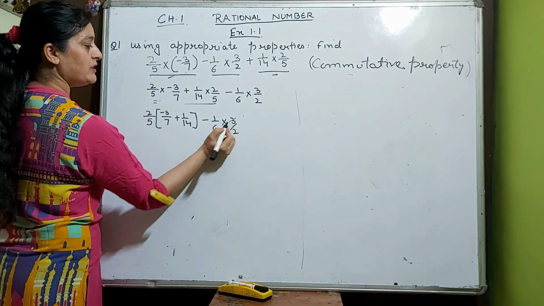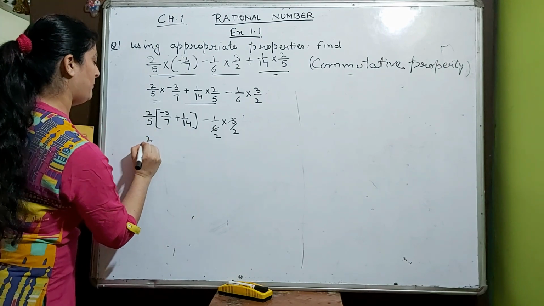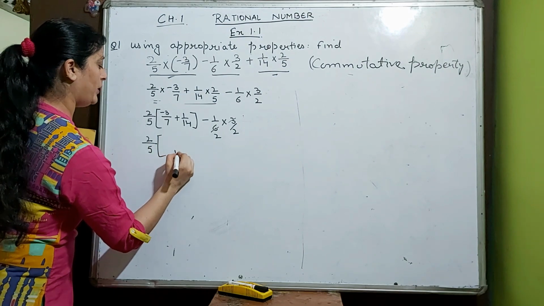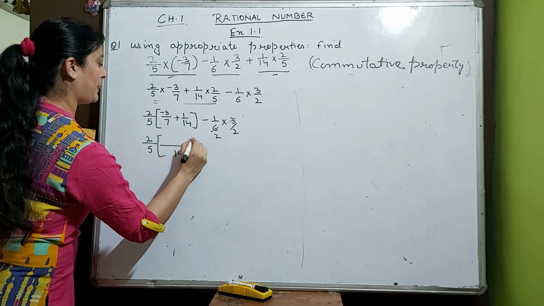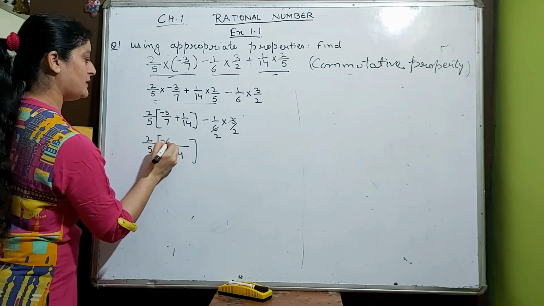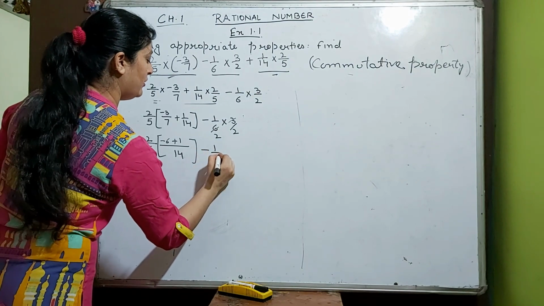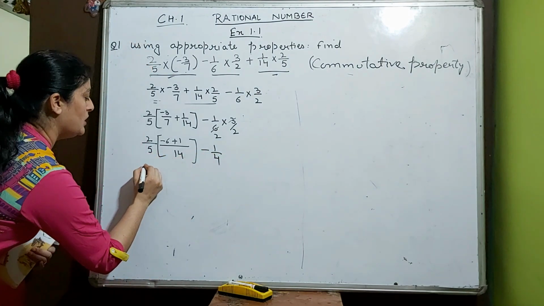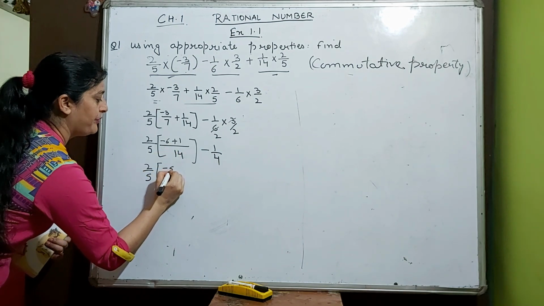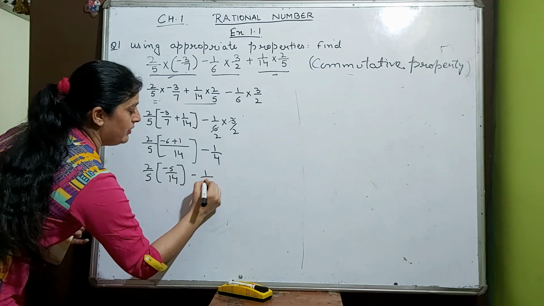3 1s are 3, 3 2s are 6. Here 2 by 5 and the LCM is 14. 7 2s are 14. 3 into 2, 6 minus 6 plus 1. Here left 1 by 4. Now 2 by 5 into minus 5 by 14 minus 1 by 4.